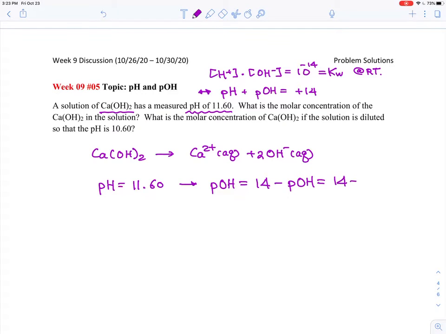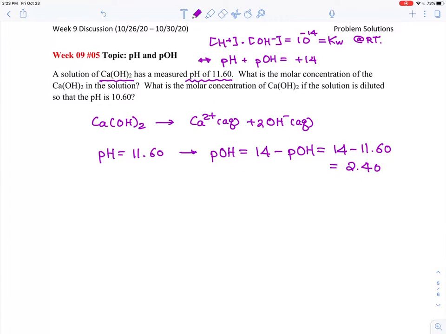14 minus 11.60, that is 2.40. And from here, we can calculate the OH minus concentration, which is, not exponential actually, it is a common log, so it's a power of 10. So it's 10 to the power of minus 2.40.